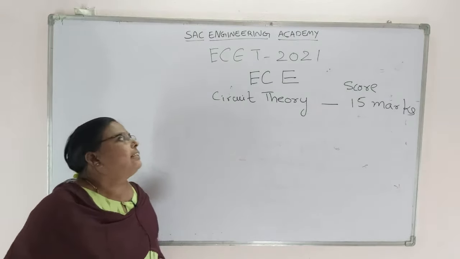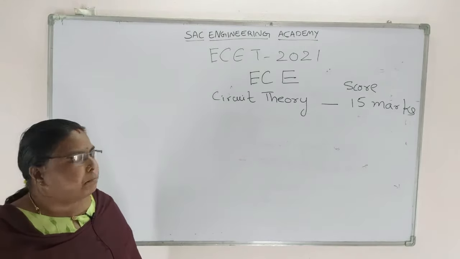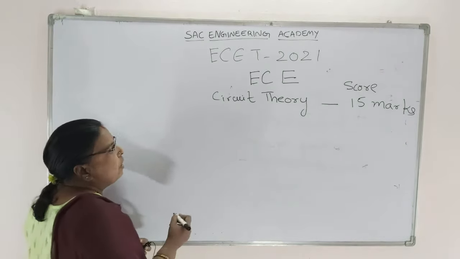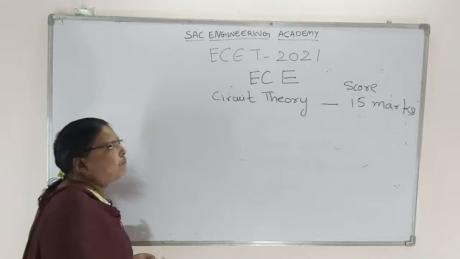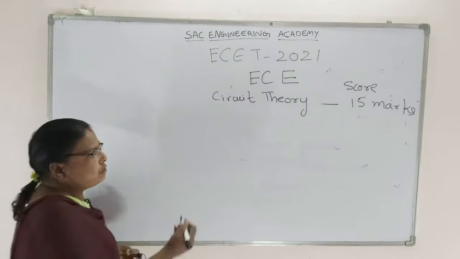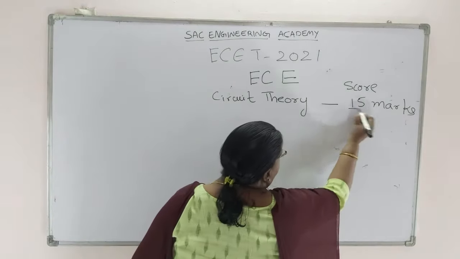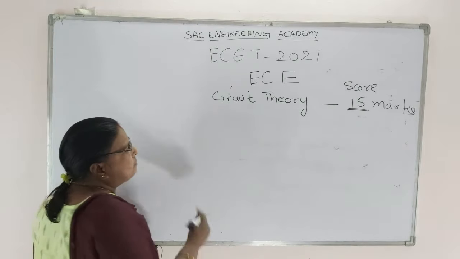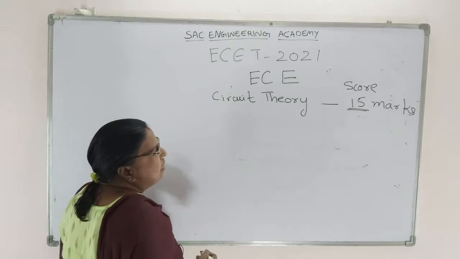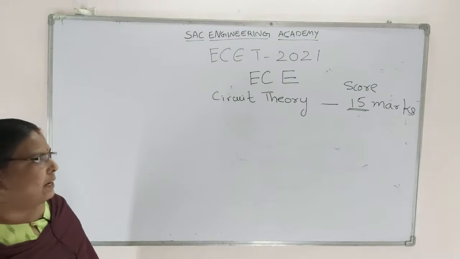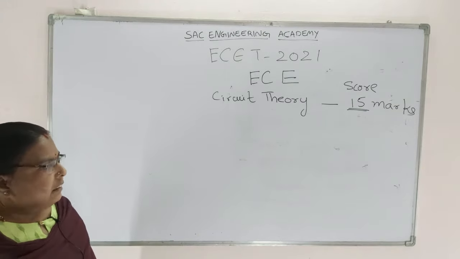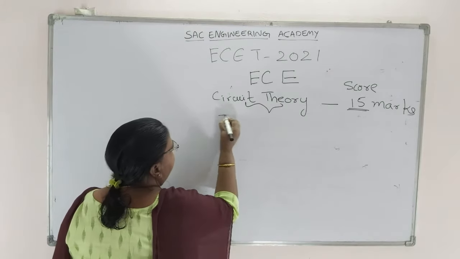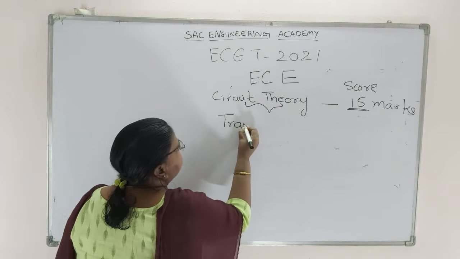It is a very mathematical subject. The problems are very easy and simple when you go through it. So you are scoring 15 marks. It is a very basic subject, whereas in diploma you study BEEE and networks theory. So in circuit theory, I am explaining the topic of transmission line.